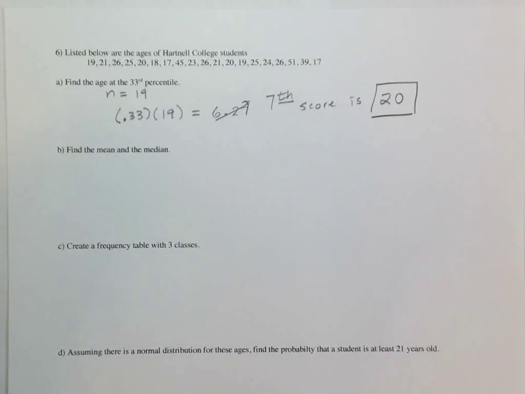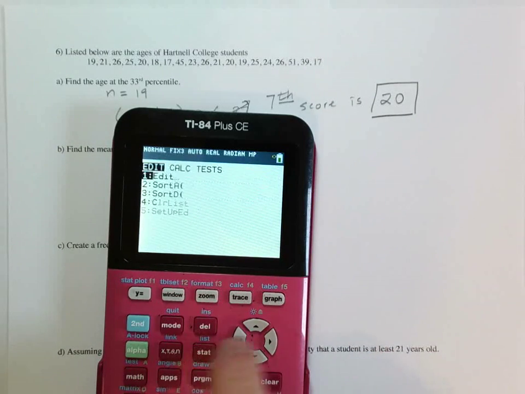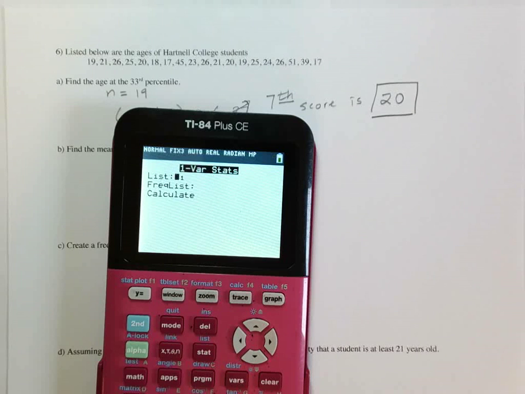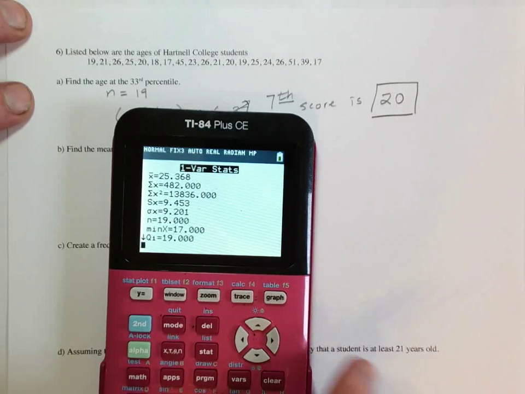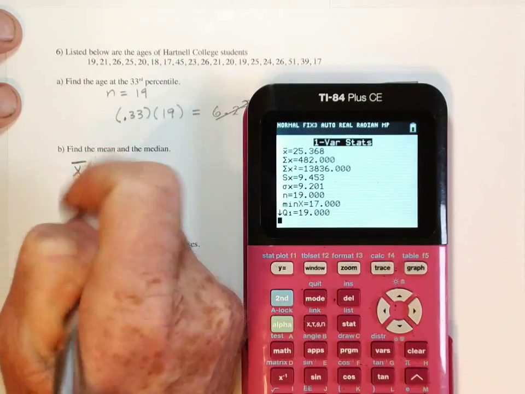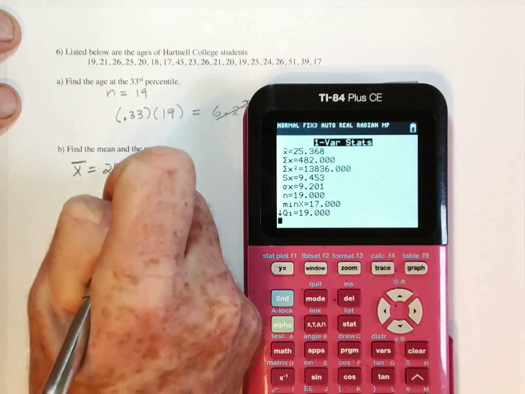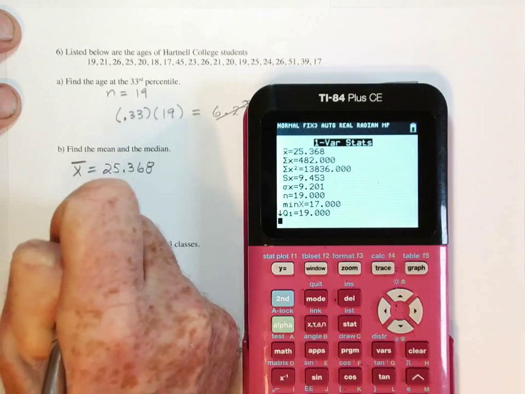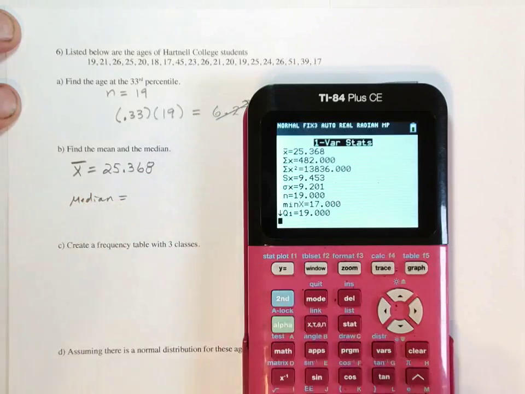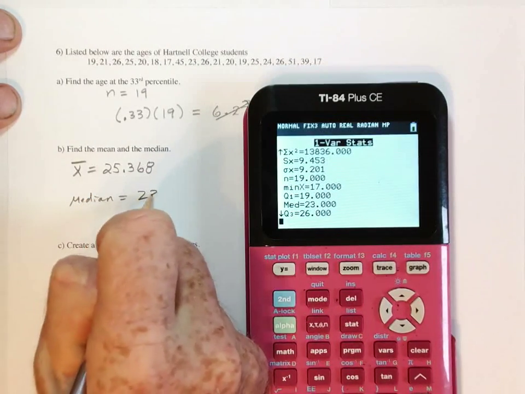Find the mean and the median. Well, I just did that. So stat, calculate the one variable statistics. There's the mean. So the mean is 25.368, and the median, if you just scroll down, the median is right here, 23 years old.